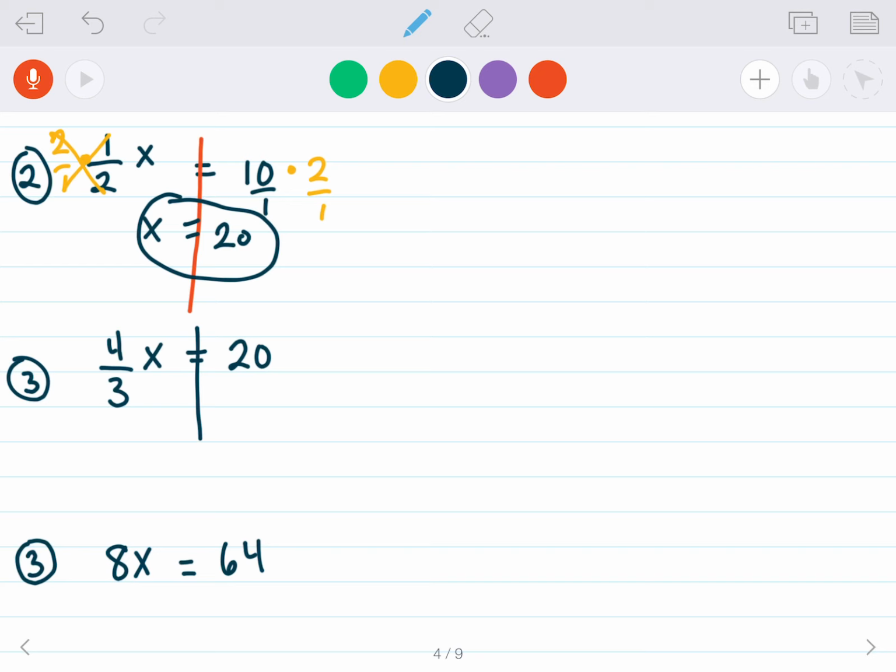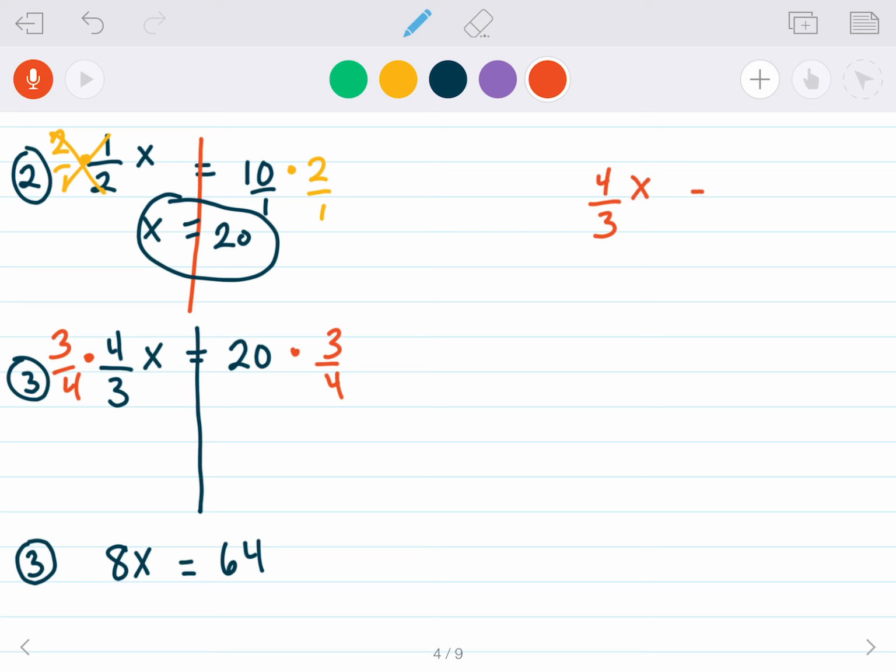All right, let's do the next one. 4/3 x equals 20. So I need to get rid of the multiplication by 4/3. And to do that, I'm going to do it in one swift go by multiplying both sides by its reciprocal. Now, students, this is what I see. I've been teaching this stuff for over 10 years, and this is what I see a lot, okay?